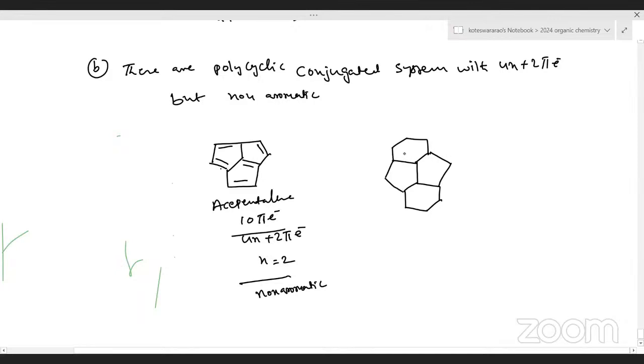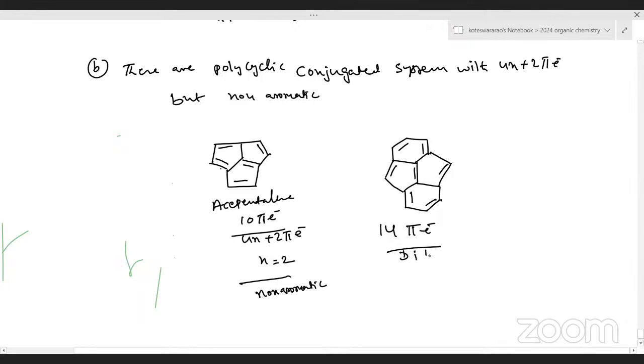Right. Now I say the double bonds: 1, 2. How many pi electrons is it having? 14 pi electrons. It is having 14 pi electrons. Now, it follows the Hückel rule.